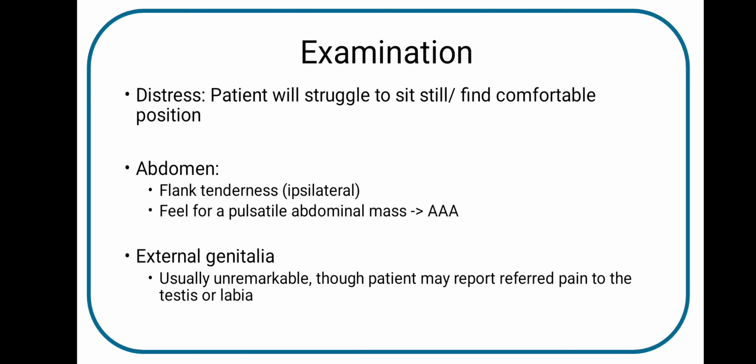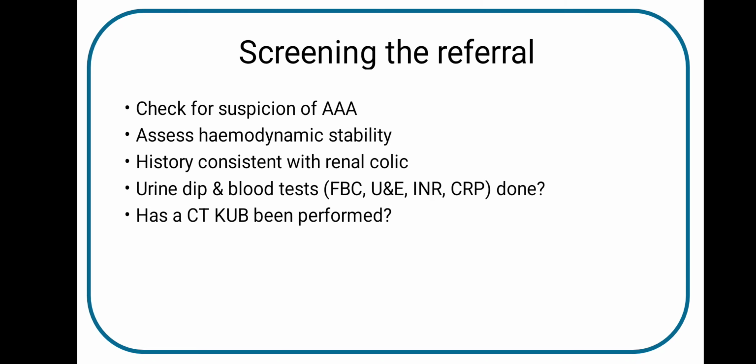How do you examine these patients? Usually, these patients may be in distress, and like I said, they may struggle to sit still. An abdominal examination is very useful at this point and could reveal flank tenderness. If at some point you suspect or you feel a pulsatile abdominal mass, this could be a triple A and should be managed carefully. Also, the external genitalia examination could be unremarkable because the pain in the testes could just be a referred pain.